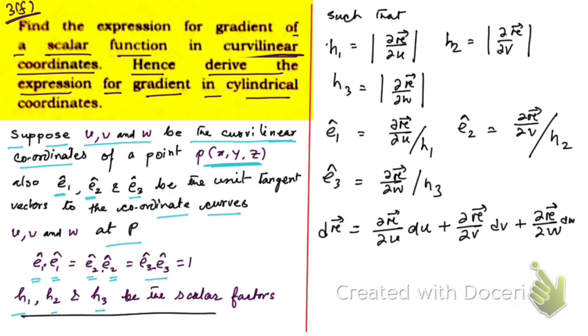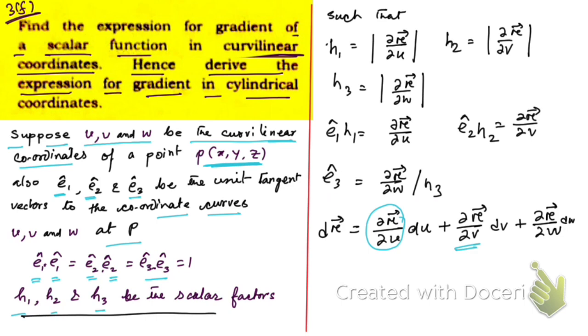Okay, now what we can do here, this can be replaced by e1 into h1, right? Similarly this one can be replaced by e2 into h2. Here you can see, right? If we simplify these equations, we can get this. Okay, hope you have understood this.